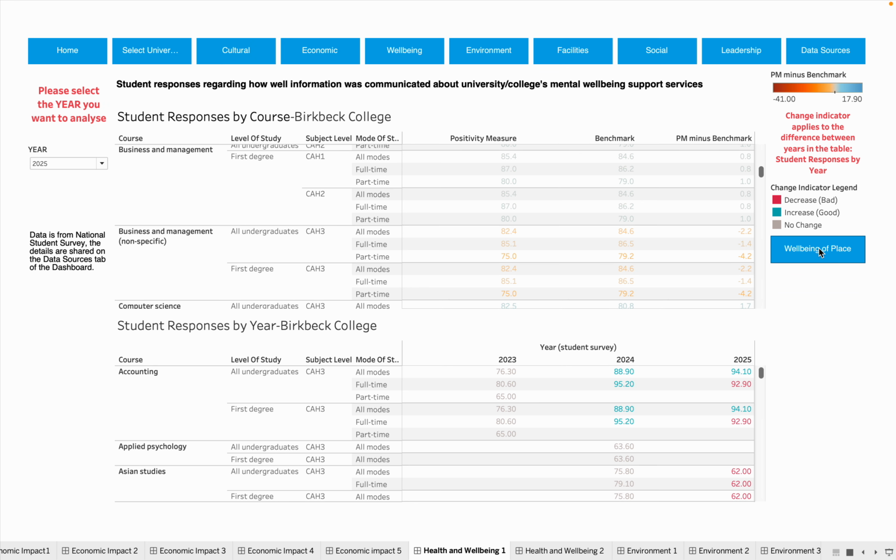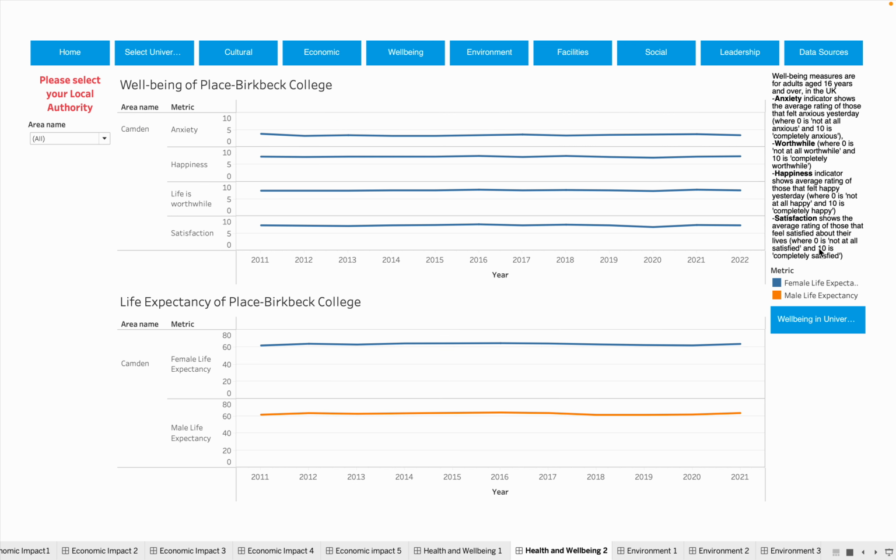The next thing I can do here is the well-being of place. So this is for our local authority. If you switch between universities, you might have to select your local authority here again. But in this demonstration, we're still with Camden, and we are looking at some place metrics here regarding well-being. We're looking at anxiety, happiness, life is worthwhile, and satisfaction. And you can see some additional information here regarding these metrics.